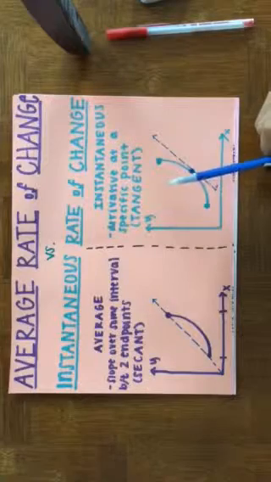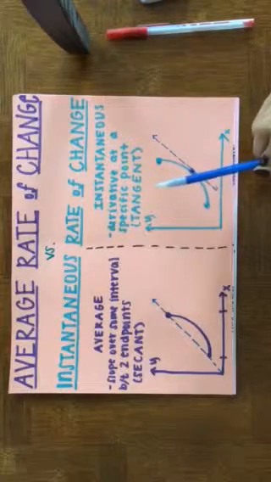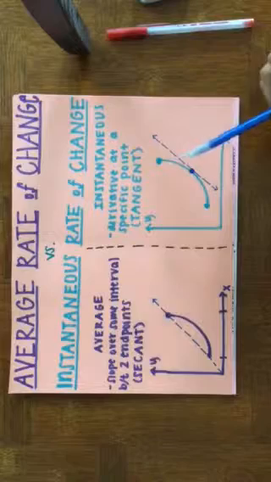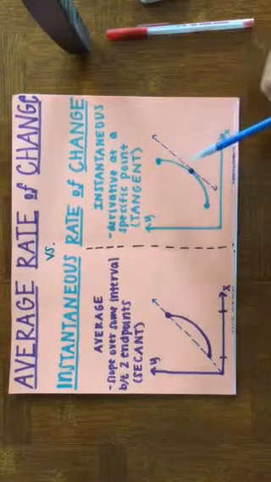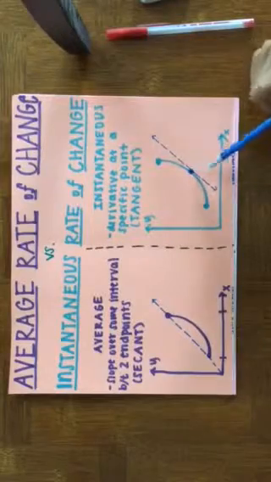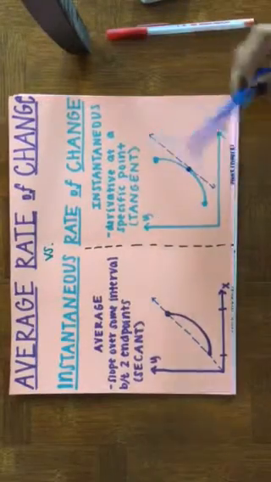The instantaneous rate of change is what we are learning now, which is a derivative. So it's the derivative at a specific point. So for this function, the instantaneous rate of change at this point is the slope of this tangent line.